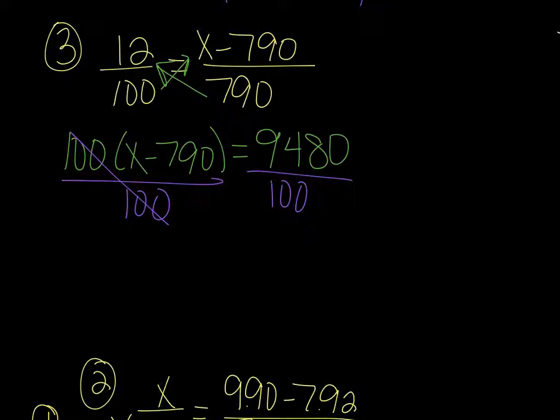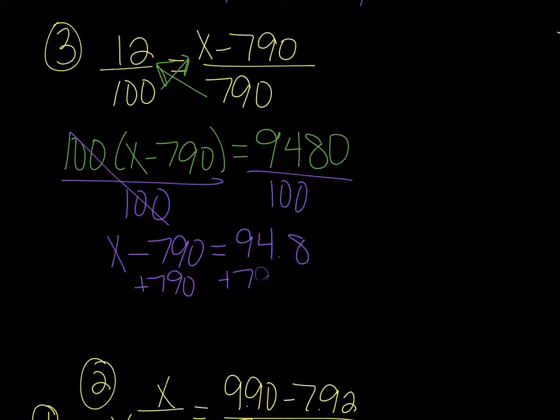Because if I multiply by 100, it moves the decimal place 2 places to the right. So what happens when you divide by 100? What's it going to do with the decimal? Send it back 2 places, right? So now I have x minus 790, and instead of 9,480, I'm going to move the decimal 2 places to the left, and I have 94.8. And now I just have a one-step equation to solve. So if I add 790 to both sides, we should get x equals $884.80.